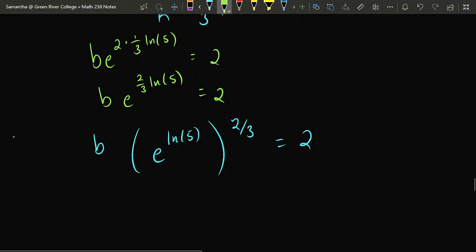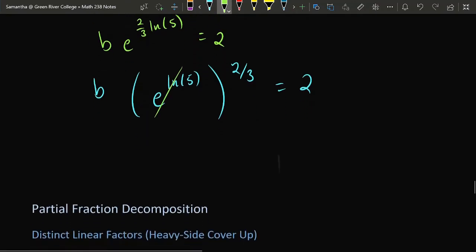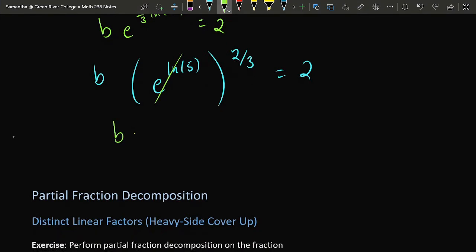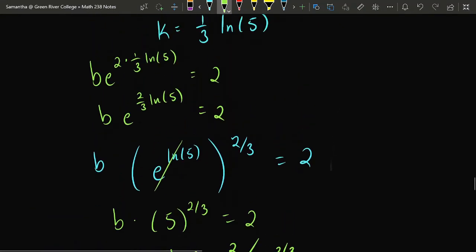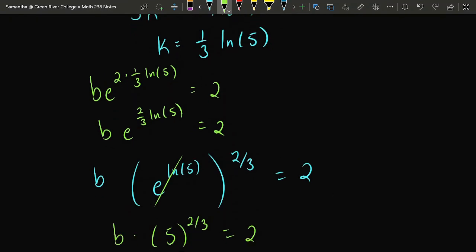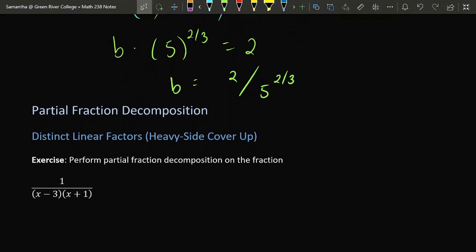Now that I have isolated natural log of 5 in the exponent level, e and natural log cancel, and I'm left with b times 5 to the power 2/3 is equal to 2, and therefore b is equal to 2 divided by 5 to the 2/3. So this value of k, 1/3 natural log of 5, and this value of b, 2 divided by 5 to the power 2/3, together form the solution to the system of exponential equations that I was given.